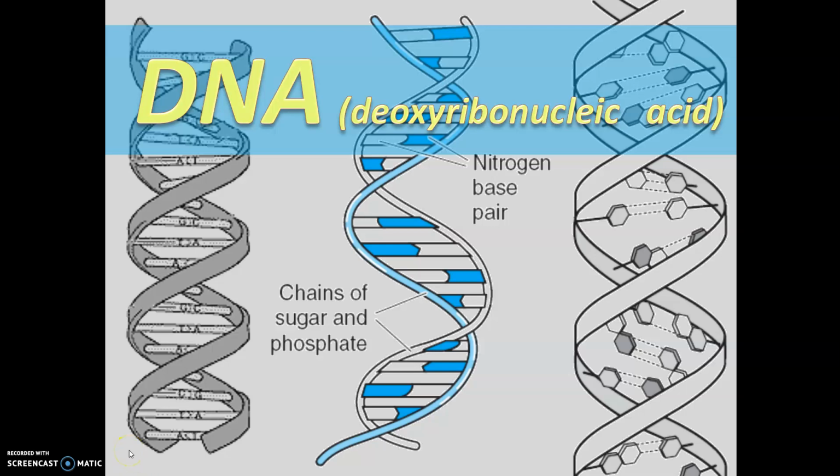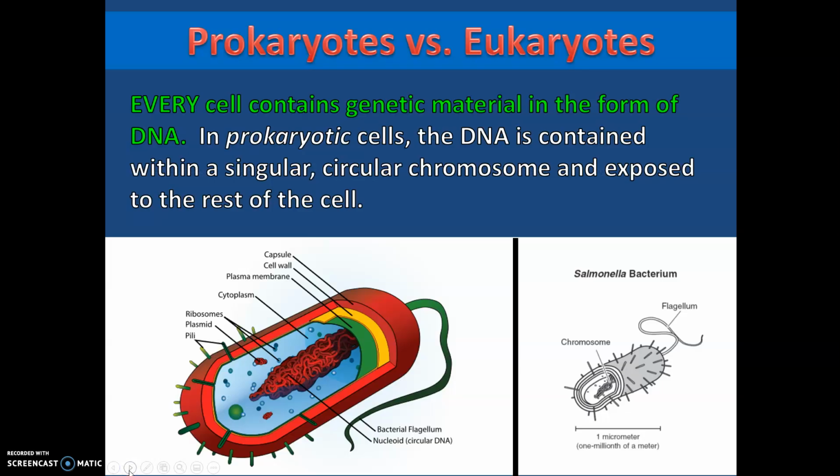Okay, so for our first set of notes, we're going to talk about DNA, deoxyribonucleic acid. And first, we must remember every cell contains genetic material in the form of DNA, whether prokaryotic or eukaryotic. In prokaryotic cells, the DNA is contained within a singular and circular chromosome, and it's exposed to the rest of the cell. So here we have our prokaryotic cell, our bacteria, and inside will just be the single chromosome, all coiled into itself.